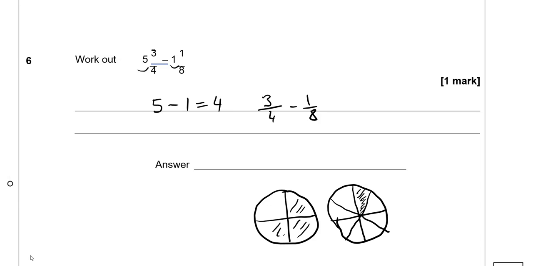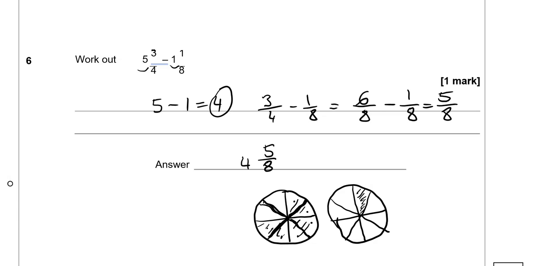So 1/8 would be one of these slices. I need to convert these into eighths as well, so we can easily take away. So how many eighths are there now? There are 8 eighths in total, and 1, 2, 3, 4, 5, 6 eighths make 3/4. I'm going to take away 1/8. So that leaves us with just 5/8. We also have the 4 here, so we're going to go 4 5/8. You could have also converted these mixed numbers into fractions, and then take away. That's possible as well.